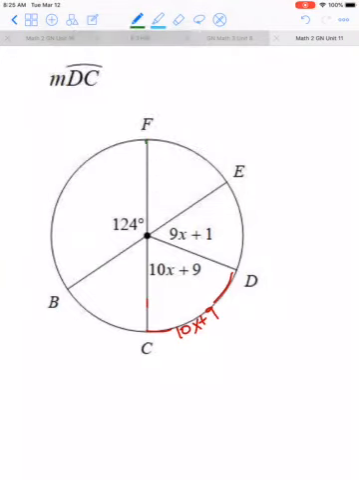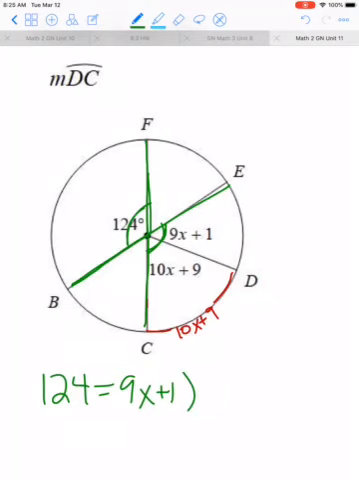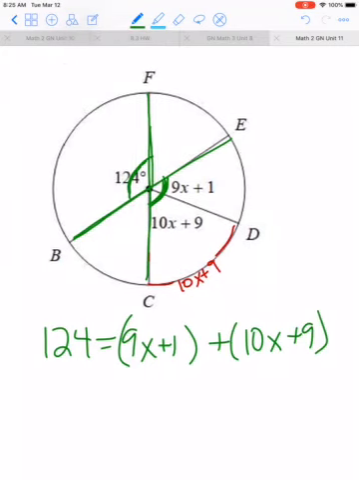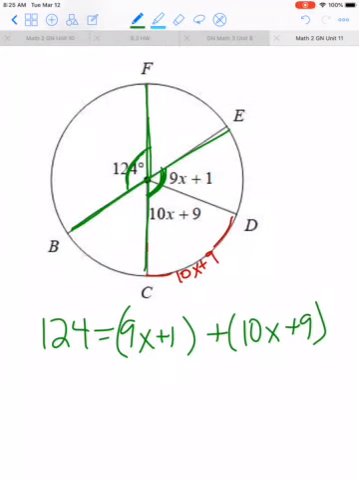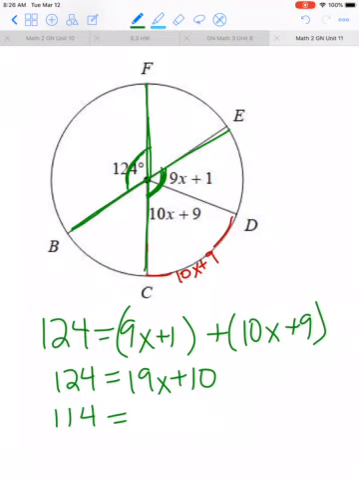So if you look, we know this angle here is 124, and it actually is a vertical angle with these two. So those are equal. So 124 equals 9x plus 1 plus 10x plus 9. Those two pieces add up to make this, because they're vertical angles, they're congruent. So we just keep solving this. So 19x plus 10 equals 124. Continue solving through.